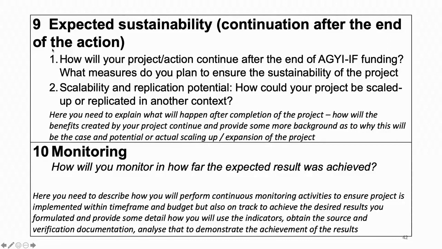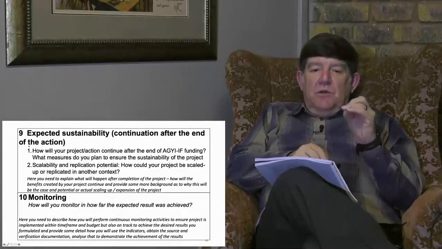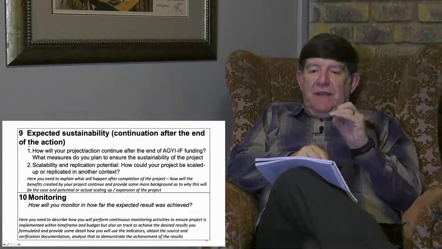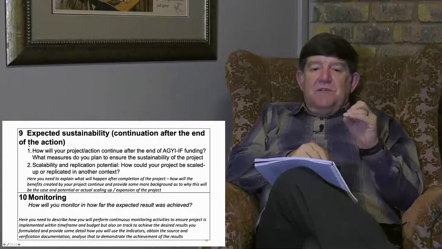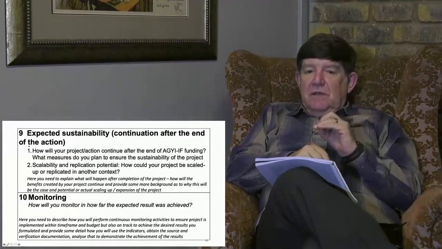Remember earlier on we spoke, when you start thinking about your project, you also needed to start thinking: what will happen when this project ends? How will these benefits continue? How will these activities proceed and continue to create benefits for the target group once this project ends in month 5? Two key questions. How will your project action continue after the end of the funding? What measures do you plan to ensure sustainability of the project?